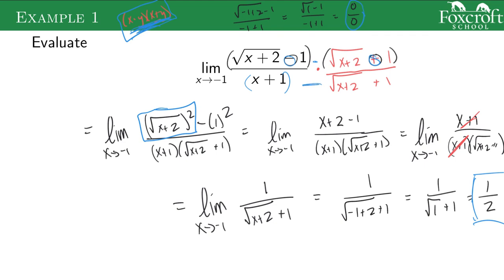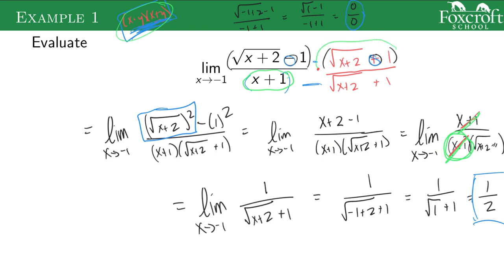I didn't FOIL out the bottom, because I want to get rid of this x plus 1. If I were to multiply this out, then the x plus 1 would be interacting with other stuff, but by keeping that x plus 1 separate, I'm able to see when it cancels out. So the only thing you actually want to multiply by is this factor on the top to get rid of the square root.